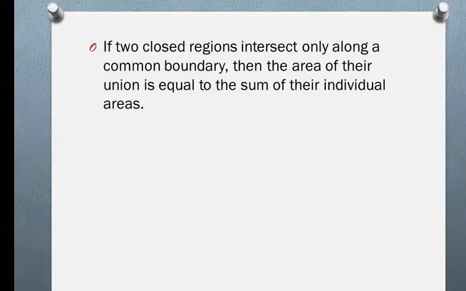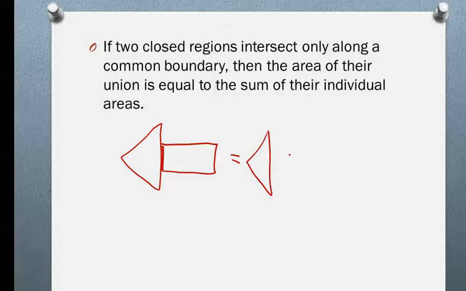And finally, if two closed regions intersect only along a common boundary, then the area of their union is equal to the sum of their individual areas. So let's say that we have a figure that looks like this, a triangle kind of stacked with a rectangle. What that means is that the area of the figure is equal to the sum of the triangle plus the rectangle. So I would calculate the area of the triangle, then the area of the rectangle. That will give me the area of the figure.